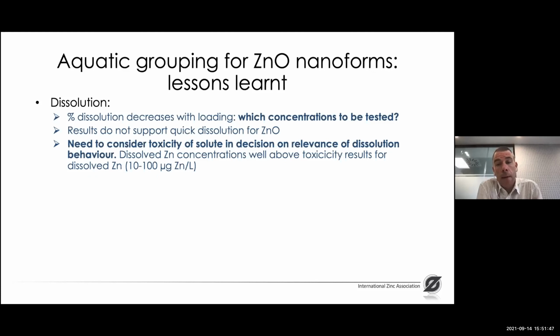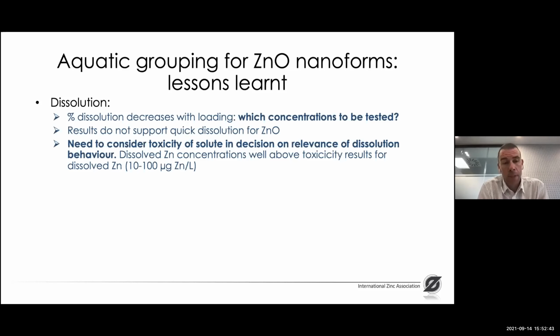Then in the last slide, I summarize some of the lessons learned. First of all, dissolution. It's clear that the percentage dissolution decreases with loading. So the concentration to be tested strongly affects the outcome and the category you will fall in, if it's quickly dissolving or not. So this needs to be thought over quite well before designing your experiments. The results so far did not support quick dissolution for zinc oxide. In contrast to what's usually reported also within the GRACIOUS project, zinc oxide is often looked at as an example of a quickly dissolving nanoform. So we did not see that.